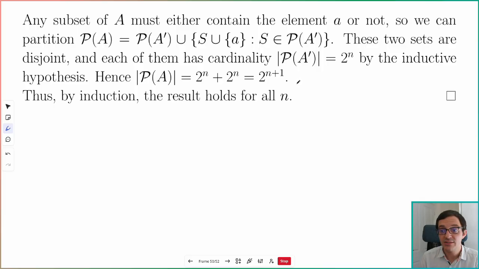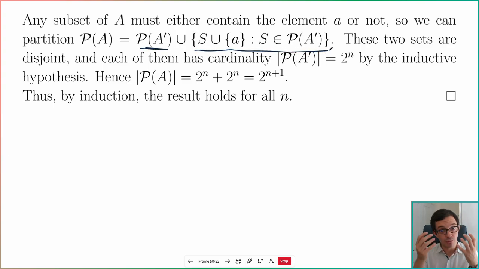So these 2 sets, this one and this one, they're both sets of sets. I've got a description here of all of the subsets of A. Either they're subsets of A prime or they're almost subsets of A prime. They can include the element a. They're disjoint because the ones in the first case don't contain a, and the ones in the second case do contain a. So these 2 sets of subsets are disjoint, and each of them has cardinality 2 to the n by the inductive hypothesis.